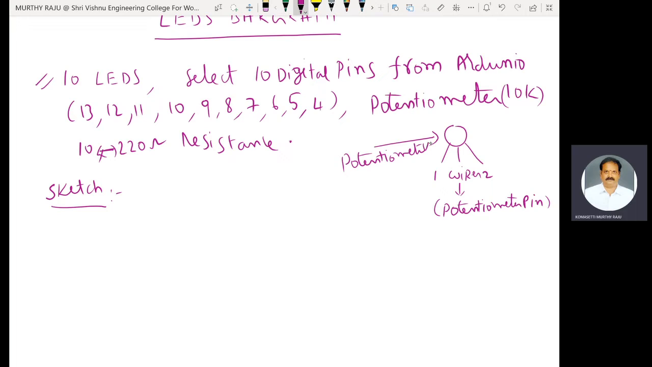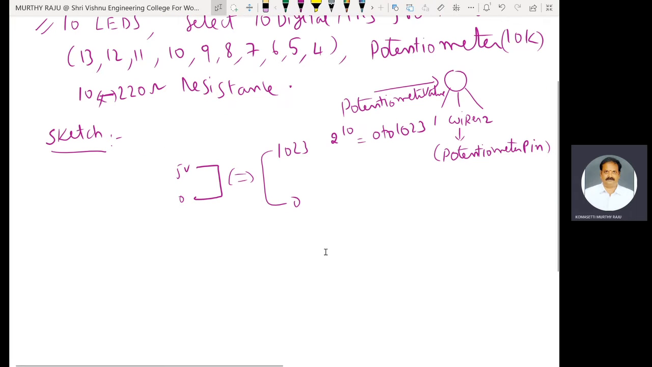Potentiometer value, P capital. A 10 bit analog to digital converter is there. Resolution is 2 power 10, meaning 0 to 1023 values. That means 0 to 5 volts are mapped to 0 to 1023 values. This is some important description of the potentiometer. How to define this potentiometer value and potentiometer pin.